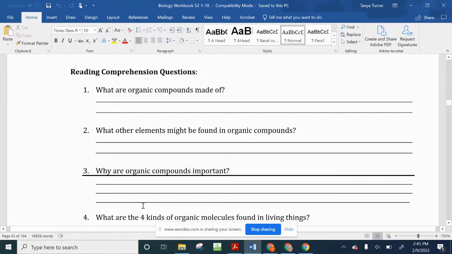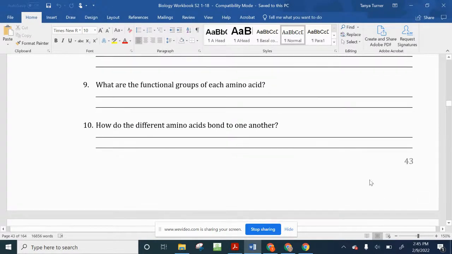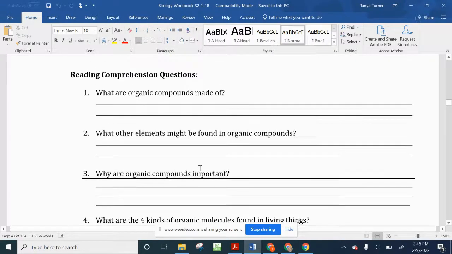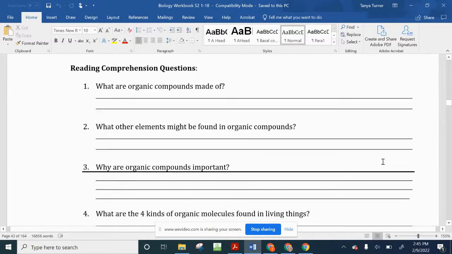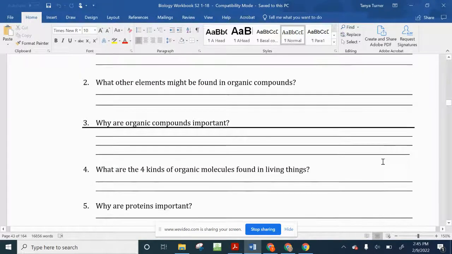So here are the reading comprehension questions. I'm going to read through the questions. You can pause when you need to so you can answer them in your workbook. And as you can see here, this is on page 43. Number 1, what are organic compounds made of? Number 2, what other elements might be found in organic compounds? Number 3, why are organic compounds important?